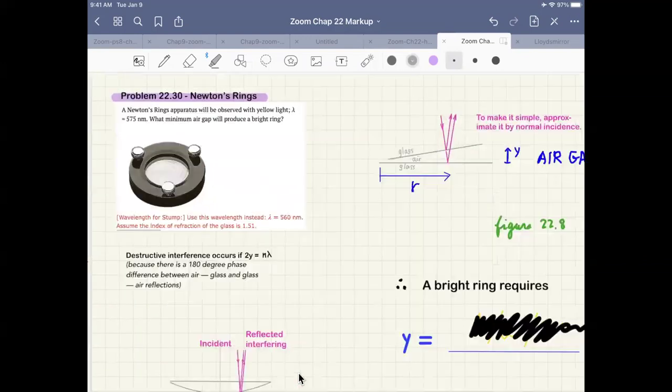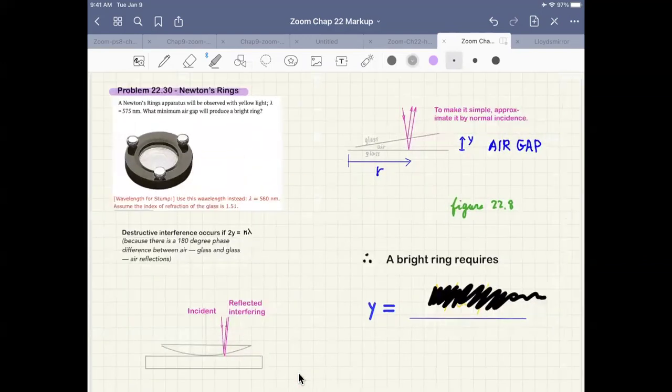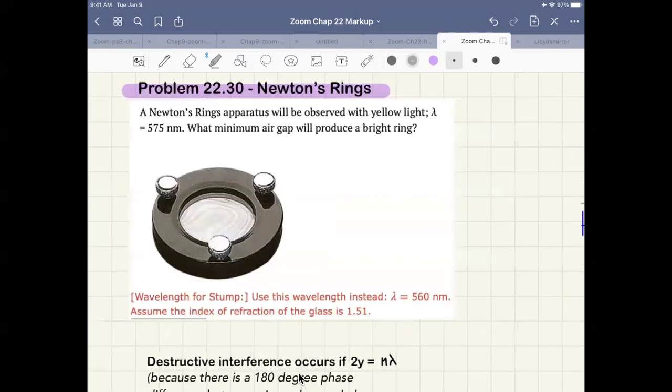All right, so here's a problem from the assignment, which is due Wednesday, on Newton's rings. A Newton's rings apparatus will be observed with yellow light. Let's say the wavelength is 575 nanometers. What's the minimum air gap to produce a bright ring? Actually, that's problem 30 in the book, but the number will be changed depending on which student is solving the problem.